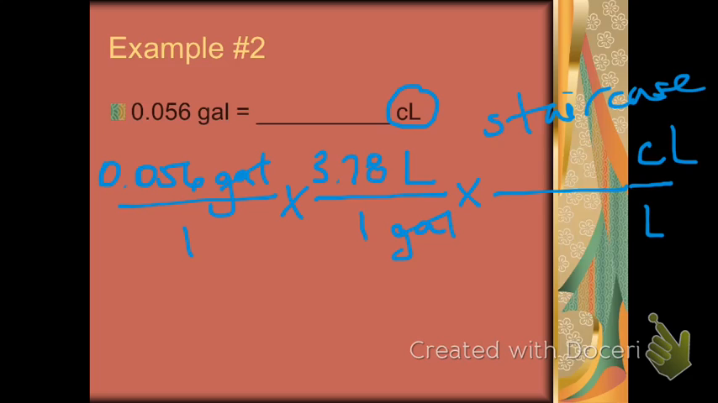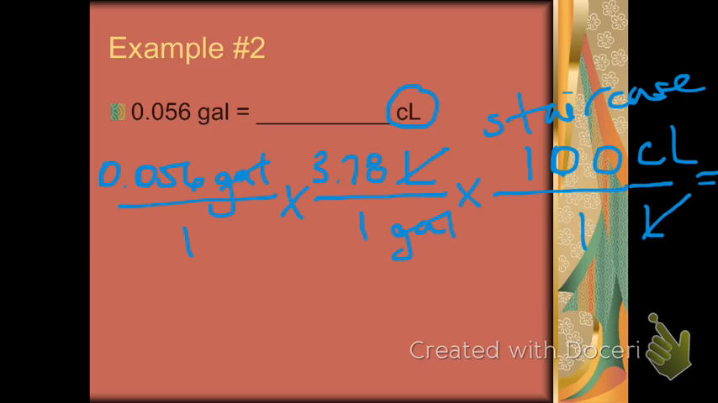And so, which one's larger? That would be the liter. How far away is the centiliter? Well, how many cents are in a dollar? That would be 100. So this would be 100 centiliters in a liter. That cancels out our liters, and we are left with the unit that we want, which is centiliters.